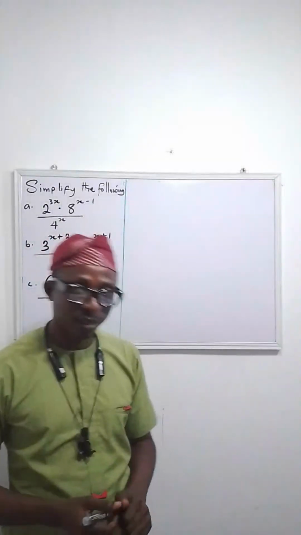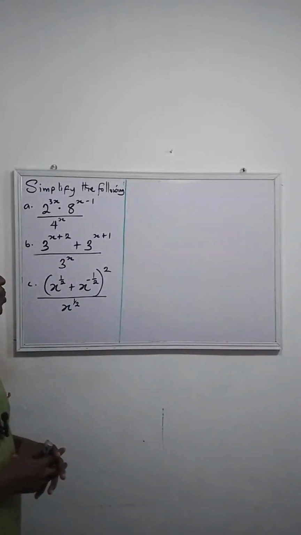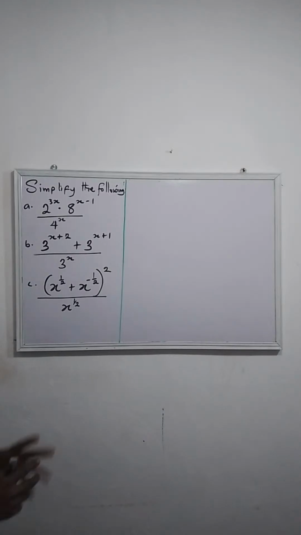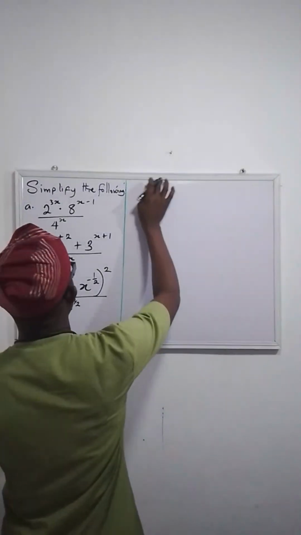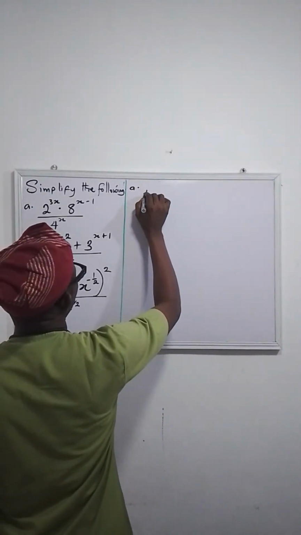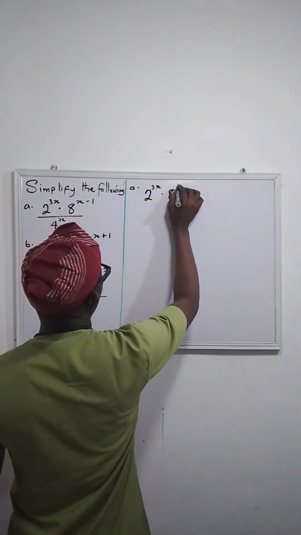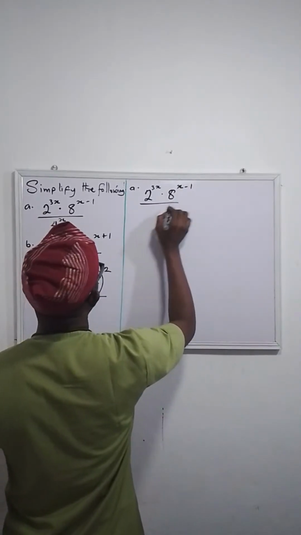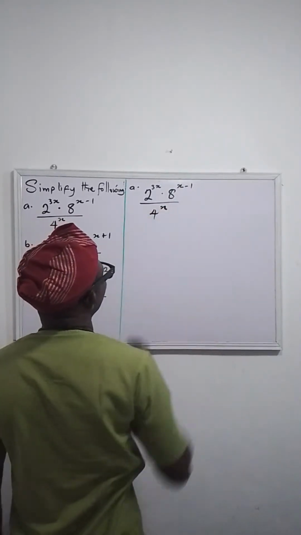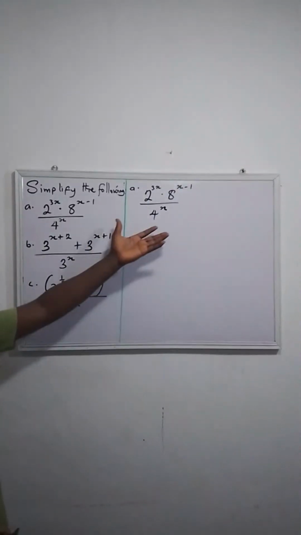Okay, yes, let's solve the problem we have here. Now the question asks you to simplify the following. So we have 2 raised to the power of 3x times 8 raised to the power of x minus 1, all over 4 raised to the power of x. Now let's write the question out. Now we have 2 raised to the power of 3x times 8 raised to the power of x minus 1 all over 4 raised to the power of x. Now, how do you simplify this problem?